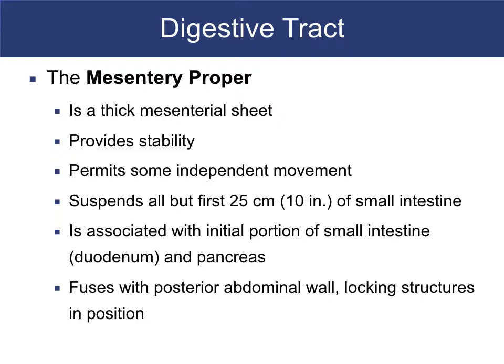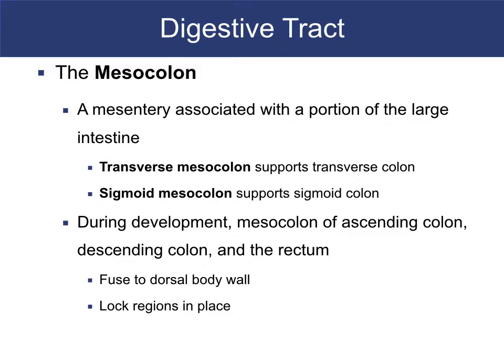But basically, the mesentery proper is the main piece of mesentery that goes to the entire small intestine and most of the large intestine. We call the large intestine mesentery the mesocolon. I think I can go over those with a picture a lot faster and make more sense.